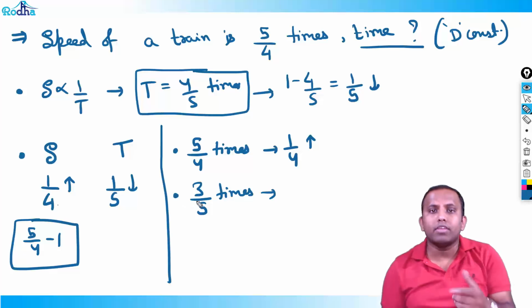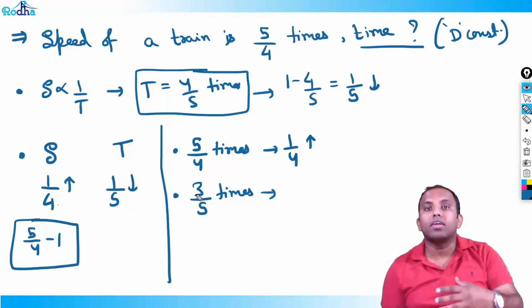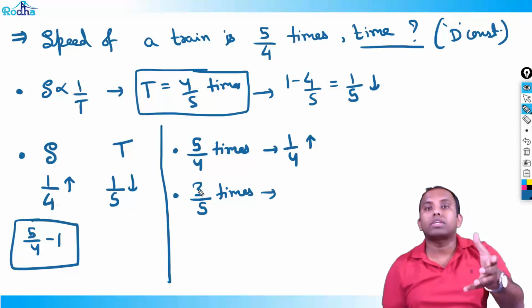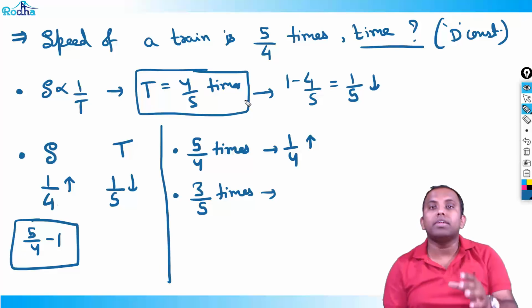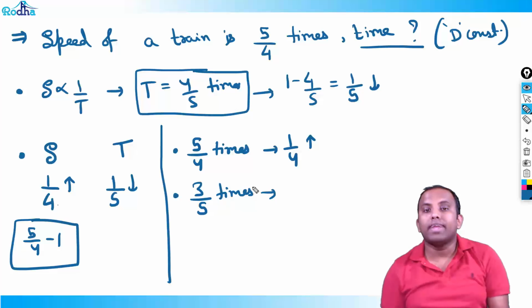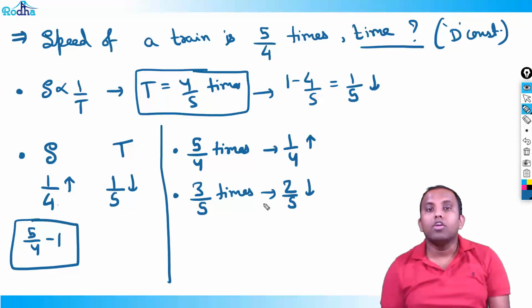That is showing itself here, no? 3 by 5 times means it is less than 1. That is when it is decreasing. What is the decrease? 100 to 60. What is the percentage change? 40 on 100, that is 2 by 5. So 3 by 5 times means a decrease of 2 by 5. Right. So how to calculate directly?